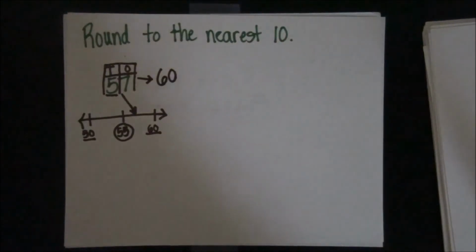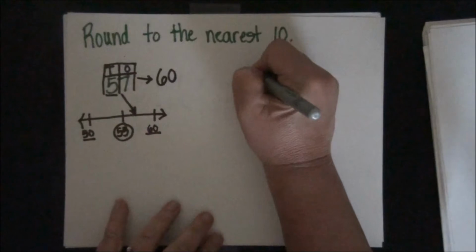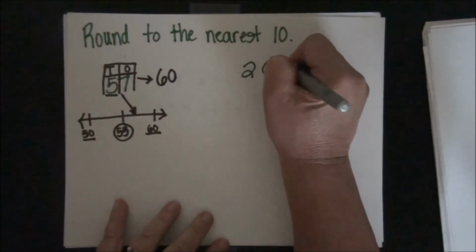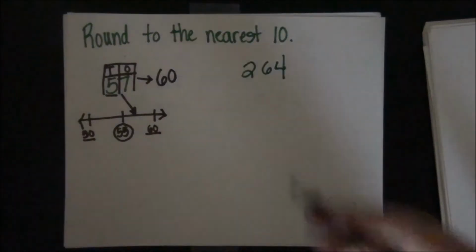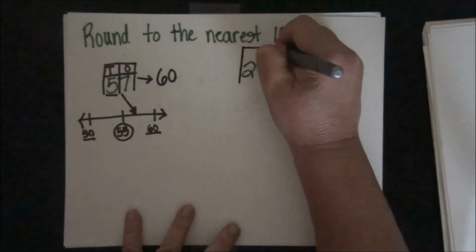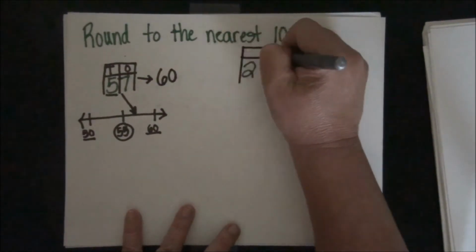Okay, so let's do a number with more digits. Let's do 264. We're going to follow the exact same steps again. I'm going to draw a place value chart around my number.